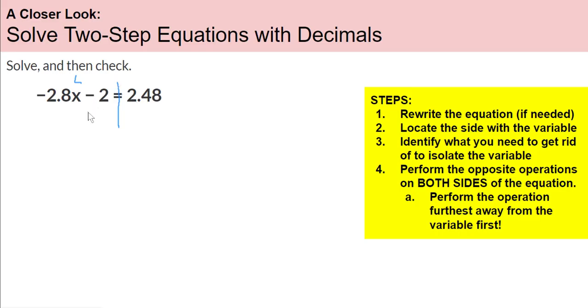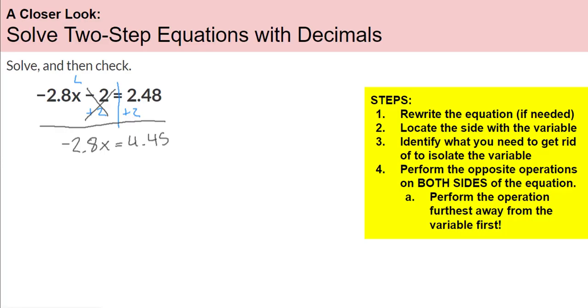So we want to get rid of -2. The opposite of -2, we're going to add 2 to both sides. Okay, so that's going to give us, this cancels out, they cancel out. So then we're left with -2.8x equals 2.48 plus 2, that would be 4.48.